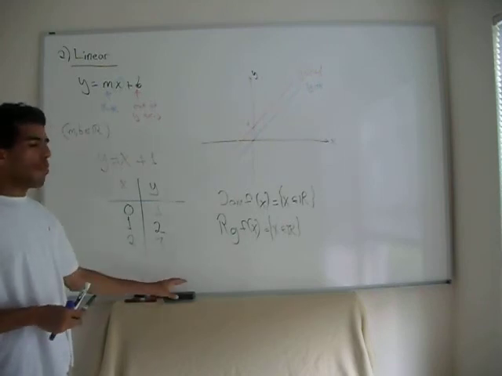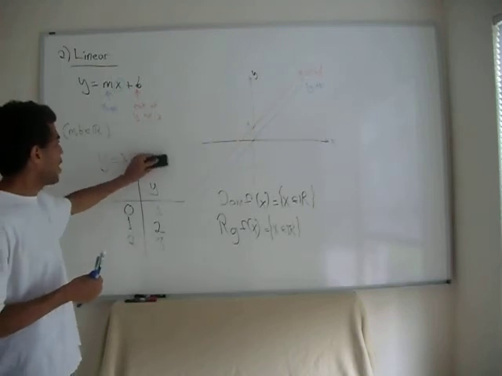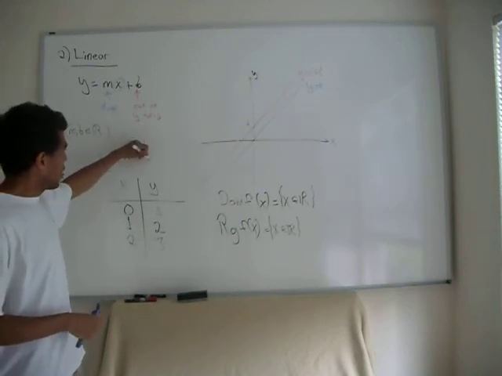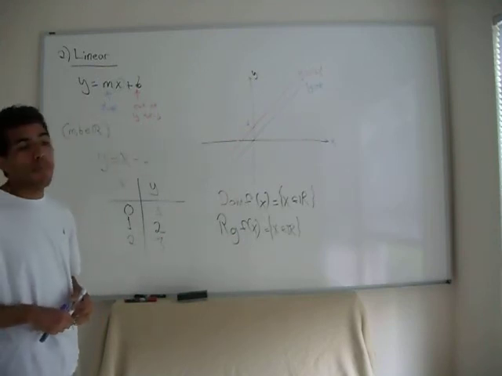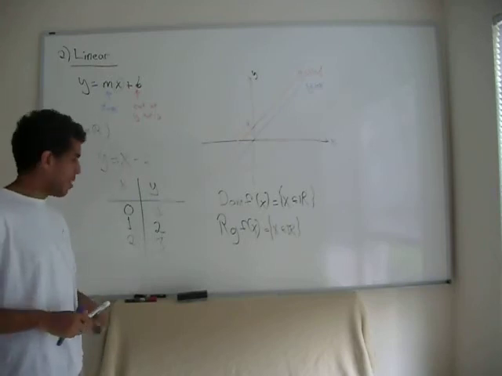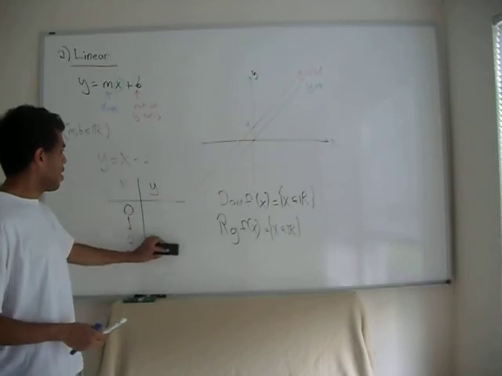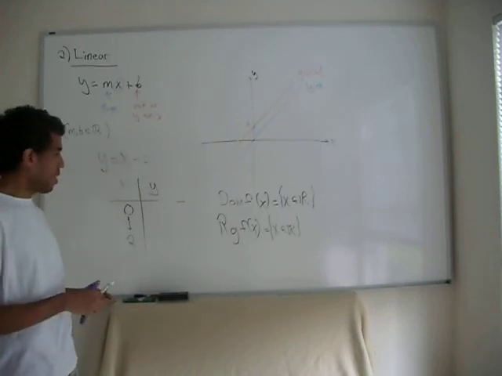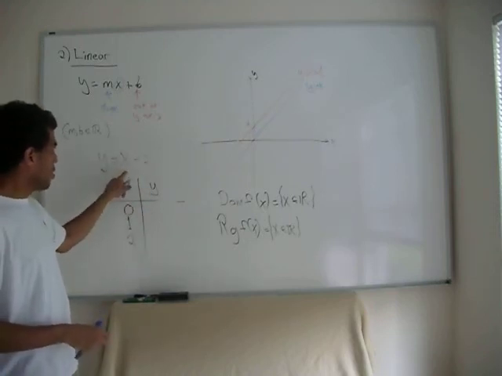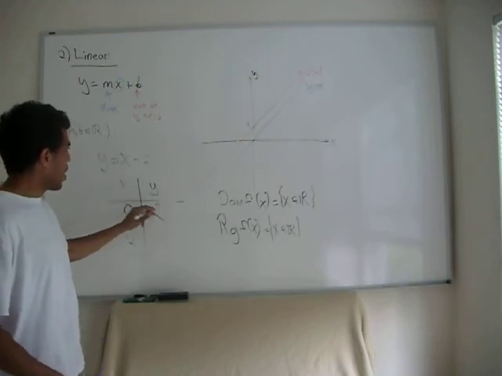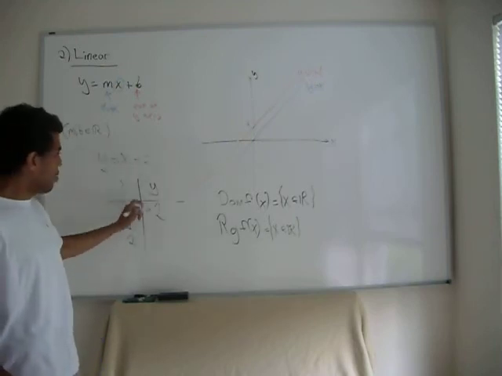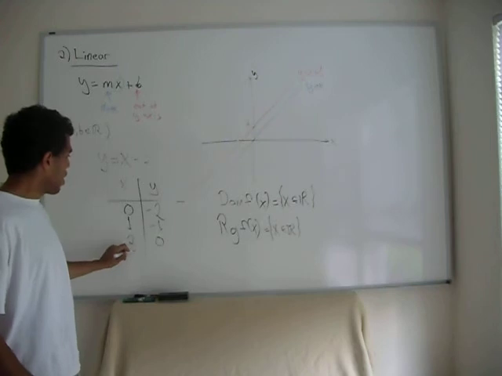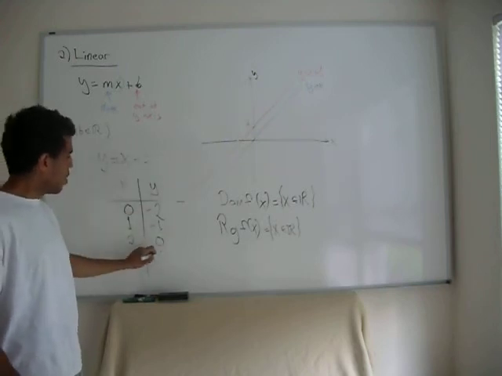Another example. What happens if we have y equals x minus 2? In this case, b is negative. Does that mean the function is negative, that there's something negative about the function? No, not at all. It just means that the cut at the y-axis is going to be located at -2. What happens if x is 0? Y is 0 minus 2, minus 2. What happens if x is 1? 1 minus 2, minus 1. What happens if x is 2? 2 minus 2, 0. What happens if x is 3? 3 minus 2, 1, and so on.